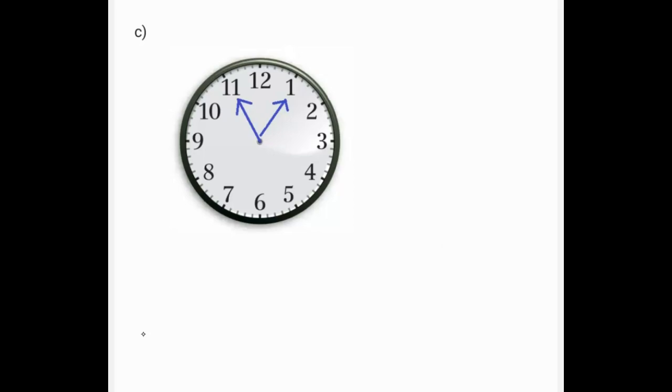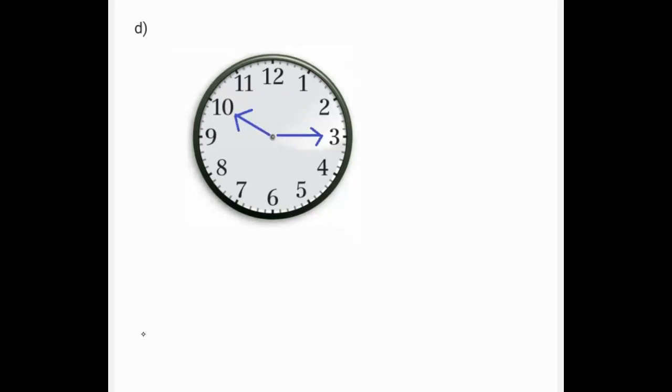Letter C, when we look at the clock hand between 11 and 1, that is creating an angle that is called an acute angle because it is less than 90 degrees. In letter D, we have a clock hand that is pointing at 10 and 3. What is that angle called? It is called an obtuse angle because it is greater than 90 degrees, but less than 180.